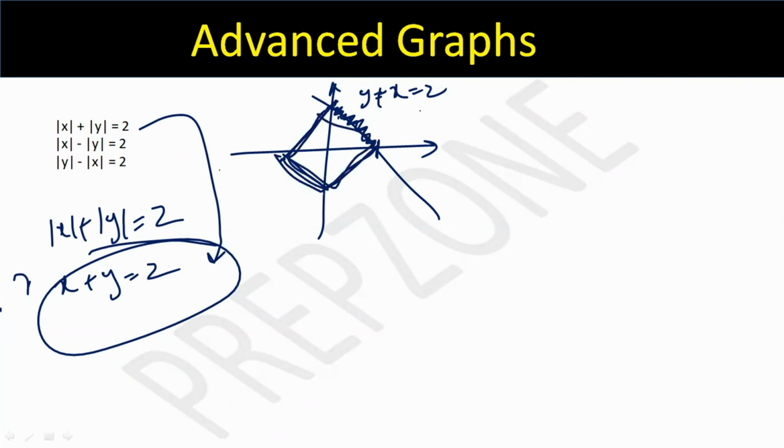It will be a rhombus. Also, you should have been able to visualize mod x plus mod y equals to 2. So x can be 2, 0, minus 2, 0, 0, 2, and 0, minus 2. And then these have to be straight lines.